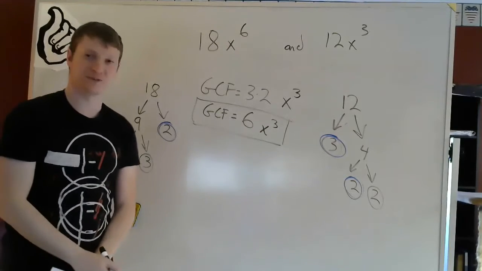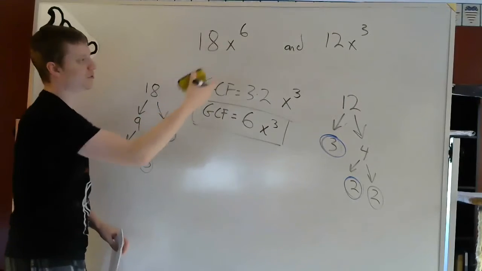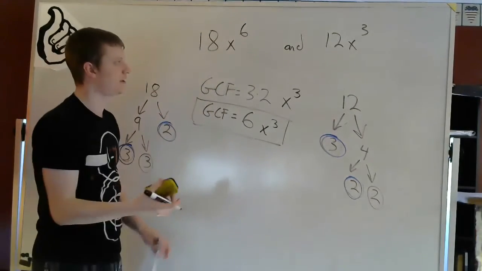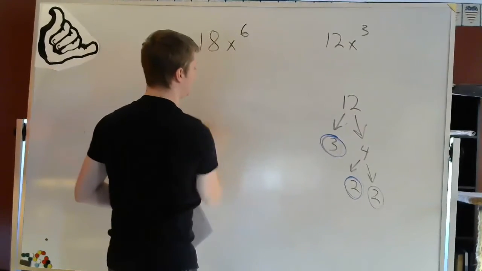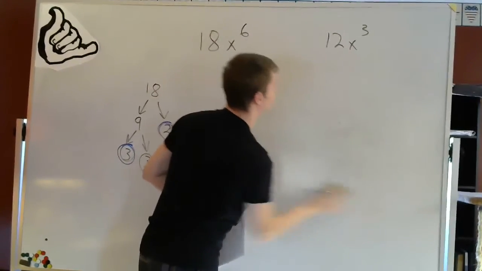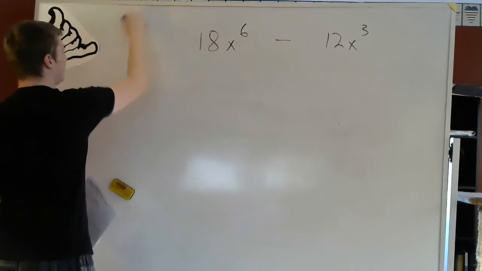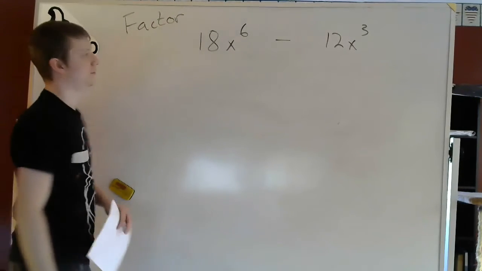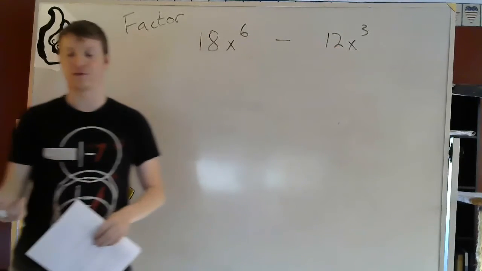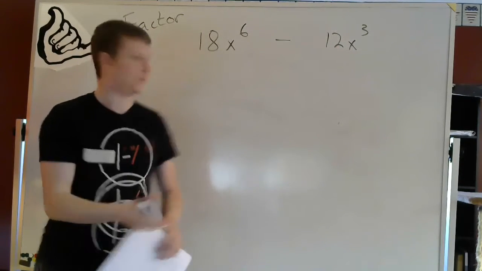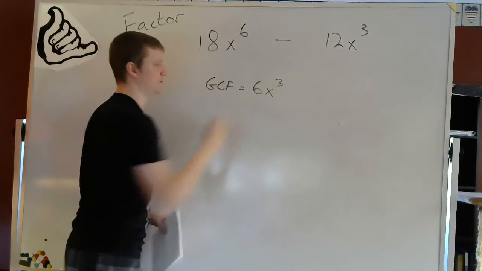Now, what we do with this is we take it one step further when we're asked to factor something. Let's say I took these two terms and put an operation between them. Instead of just saying find the GCF, maybe I had 18x to the 6th minus 12x cubed, and the instructions this time said factor. So we want to factor 18x to the 6th minus 12x cubed. The first step in factoring is to find that GCF, and we just found it for this one. Our GCF was equal to 6x cubed.